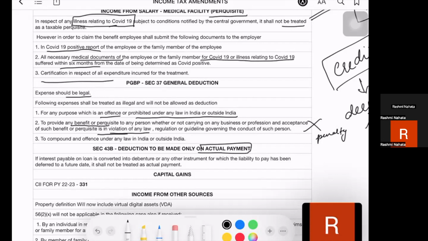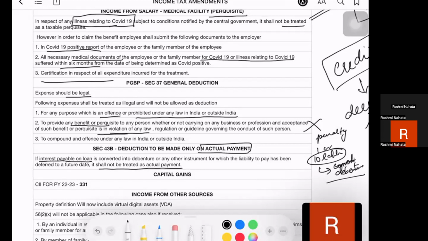In that list, we have an addition with regard to interest payable on loan. So if there is an interest payable on loan and that is converted to debentures, let's say, for example, there is an outstanding interest of 10 lakhs. Loan is 1 crore, outstanding interest is 10 lakhs. If this outstanding interest gets converted to debentures, it does not amount to payment, which means it shall not be treated as actual payment. This is the amendment here.